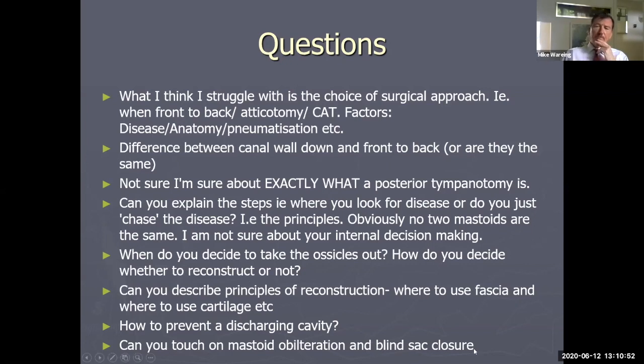Blind sac closure. So if some of you were on the training day yesterday, you'll have seen Neil Donnelly doing a blind sac closure. Blind sac closure is the nuclear treatment for cholesteatoma. If you've got a dead ear, then it's certainly tempting to think about doing a blind sac closure. You just do a total lateral petrosectomy, but that's not usually what you would do to start with. But there are circumstances where you just think about doing a blind sac closure to try and clear the problem.